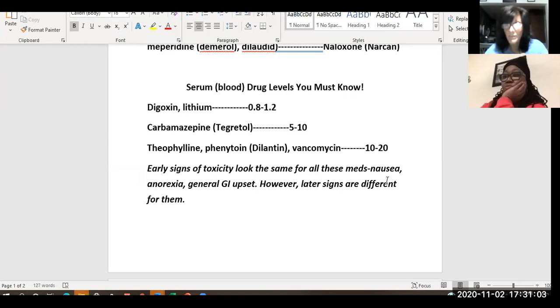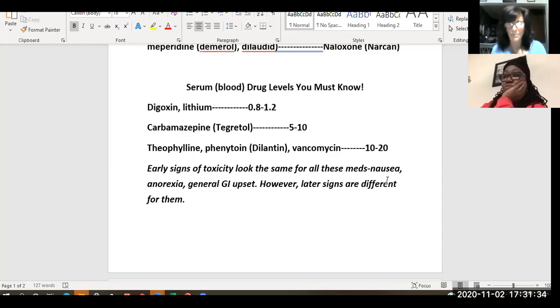These meds listed here, you will get asked about them. And I promise you that you will get asked about Dig. I cross my heart, hope to die. Okay. You will. The Board of Nursing loves digoxin. They love it. I'm going to ask about it. Remember this, that all these meds, Dig, lithium, carbamazepine, theophylline, phenytoin, and vanco, signs of toxicity, early signs, all look the same. Okay. It's always a GI upset.